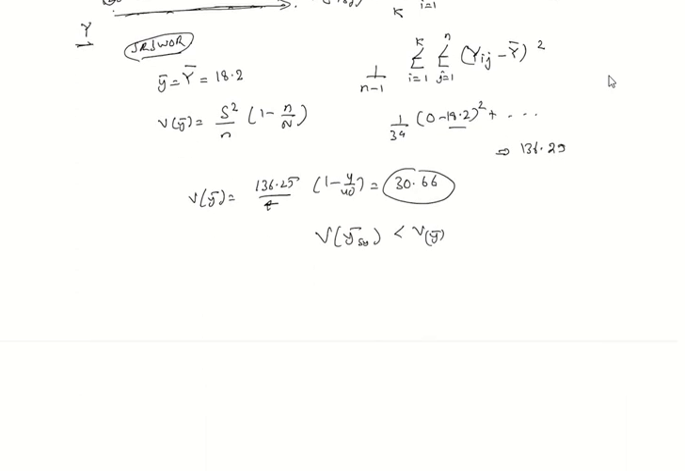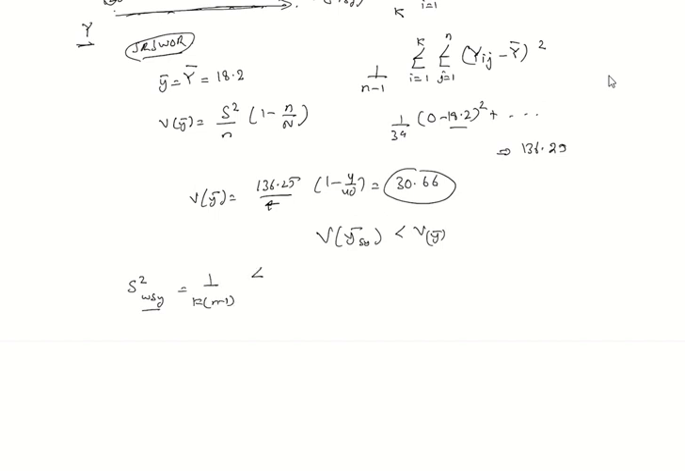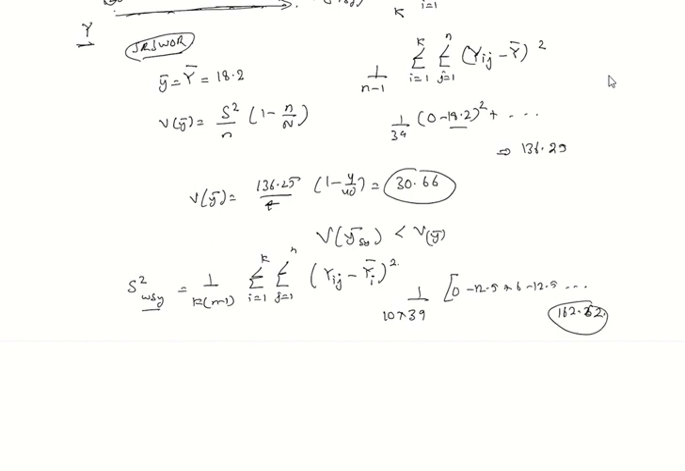But there is another thing we had learned, that is called S squared_wsy, which is the within sample variance, calculated as 1 by k(n minus 1), and then sum over i equal to 1 to k and sum over j equal to 1 to n. Here you will still have y_ij's, but instead of subtracting ȳ, I'm subtracting ȳ_i, squared. And this you can calculate as 1 by 10 into 39, and then you will just add (0 minus 12.5) plus (6 minus 12.5), and so on. It will come out to be 162.62. So you can see that S squared is 136.25, which we had calculated here, while S squared_wsy is 162.62.